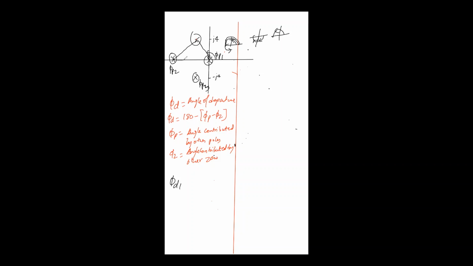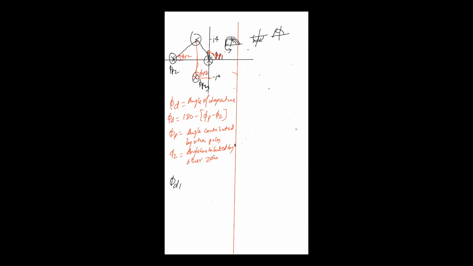This is the angle contributed by this pole. This is phi p2, this is phi p1, and this is phi p3. So we need to calculate all of phi p1, phi p2, and phi p3, and sum them. That will be phi p, and phi z is 0. Why? Because there are no zeros. So we will have only phi p, and one by one we will calculate what phi p is.